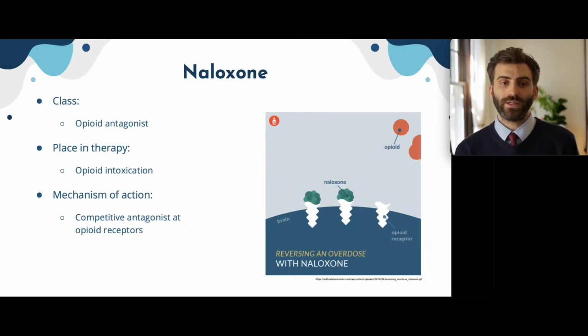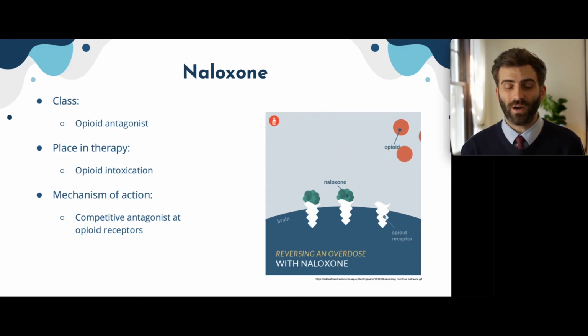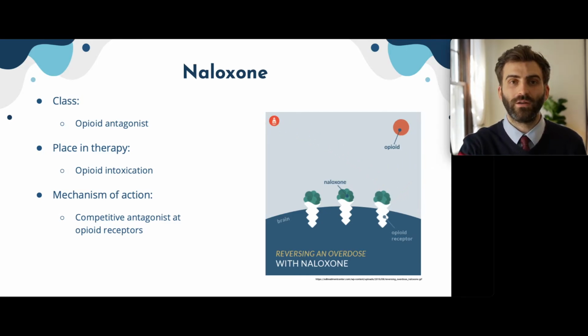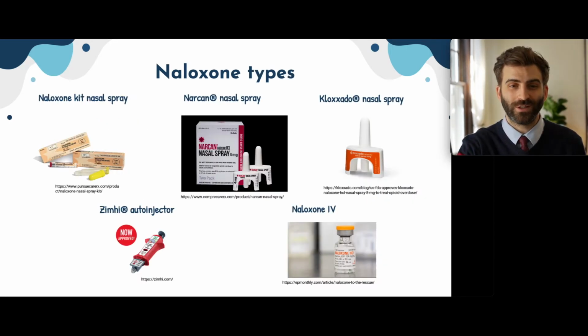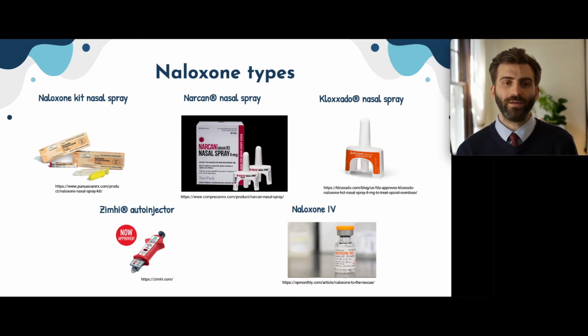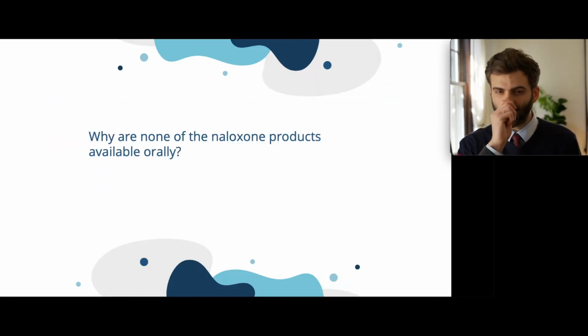So naloxone is an opioid antagonist, and this has only one place in therapy, and this is opioid intoxication. So if someone's overdosing on opioids, this is where you use naloxone. And it works by blocking the opioid receptors and also kicking the opioids off of the receptor. So you only use this if someone's overdosing. One of the reasons why, is this is available as nasal sprays, injections, and IVs. And you don't use this oral.